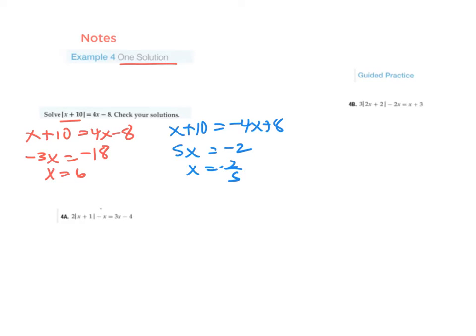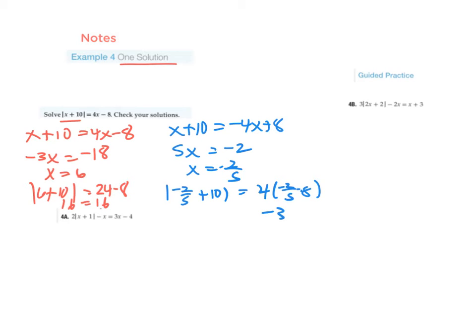So let's substitute the 6 into our equation up top. If I substitute 6 in for x, I get 24 minus 8, I get 16 equals 16. If I do this negative 2/5, let's just do the right side of that equation. I'm going to have a negative 2/5 plus 10, and then I'm going to have 4 times a negative 2/5 minus 8. Right here, I'm going to get a negative answer. I don't know exactly what it would be, but it would be a negative answer. So once I see that I have a negative answer, then this one is not a solution. So our only answer to this problem is 6. So it only has one solution, even though we create 2.